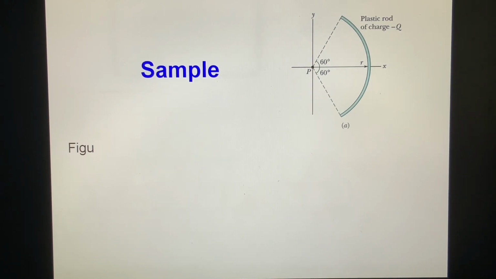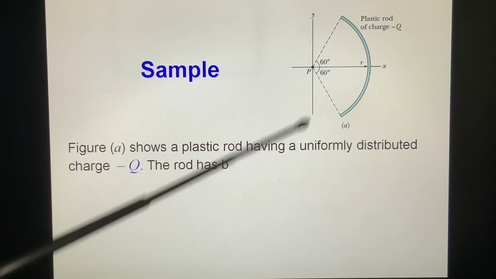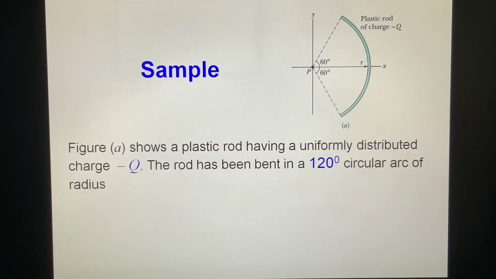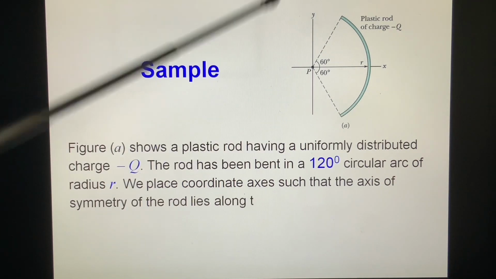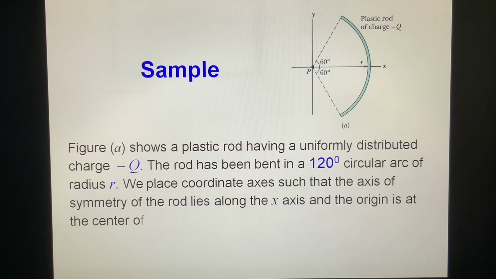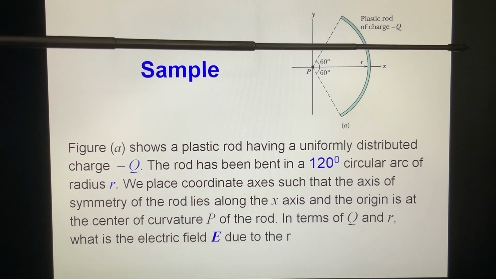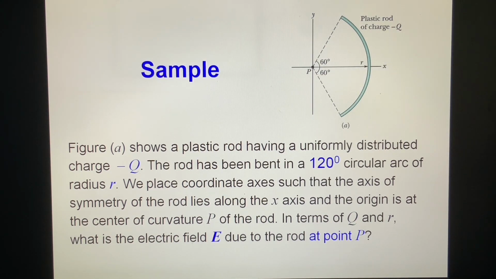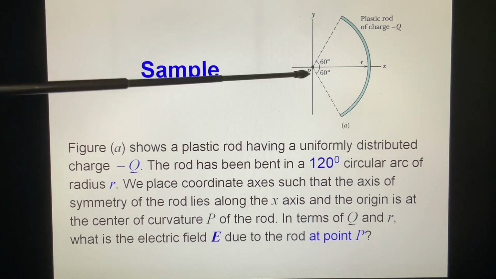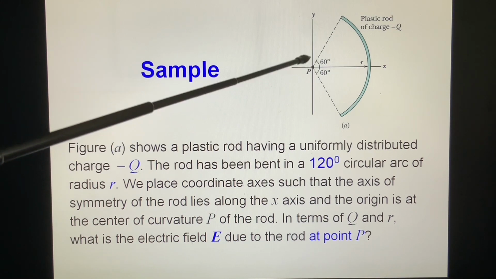Sample. The figure shows a plastic rod having a uniformly distributed charge, minus q in total. The rod has been bent into a 120-degree circular arc of radius r, small r. We place the coordinate axes such that the axis of symmetry of the rod lies along the x-axis. So this is the x-axis. The origin is at the center of curvature, P. In terms of q and r, what is the electric field E due to the rod at point P?